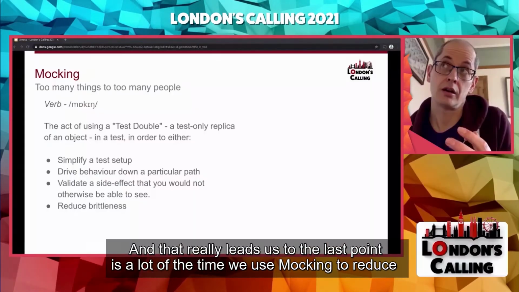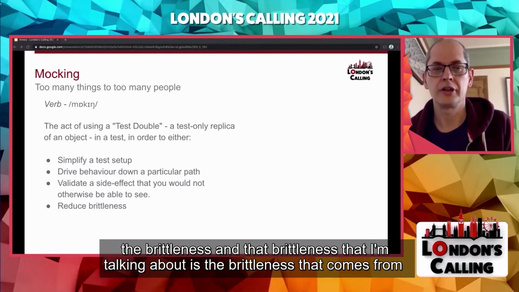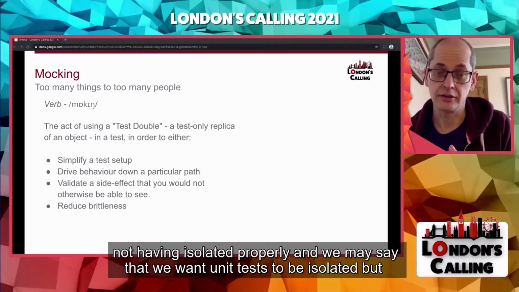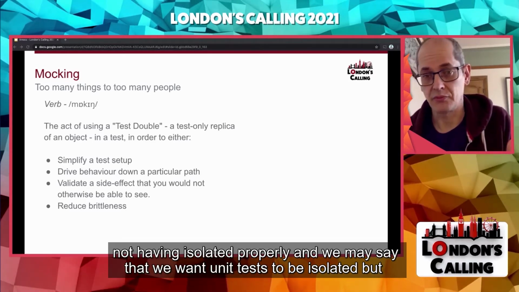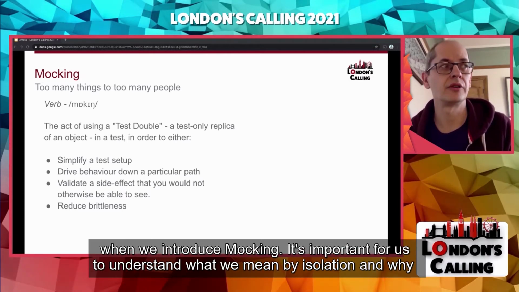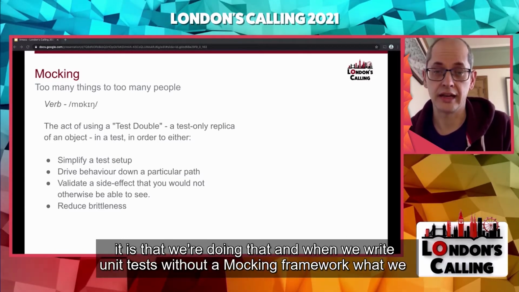A lot of the time we use mocking to reduce the brittleness. And that brittleness that I'm talking about is the brittleness that comes from not having isolated properly. And we may say that we want unit tests to be isolated, but when we introduce mocking, it's important for us to understand what we mean by isolation and why it is that we're doing that.